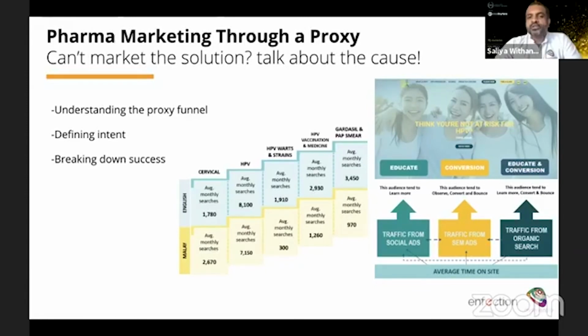So we need to talk about the cause. Here, we've gone a little bit deeper, because when you market through a proxy or a third-party site, you need to have different KPIs. Here, what I've mentioned is, how do you educate your customer? How do you convert them? And then how do you educate and convert? Could there be crossovers? The KPIs for each of these will be different.